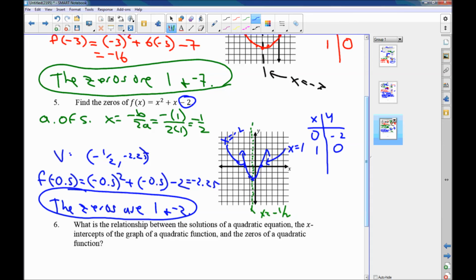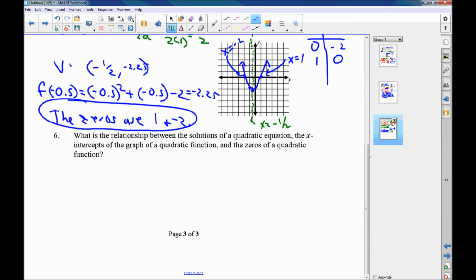Okay, our last one. What is the relationship between the solutions of a quadratic equation, the x-intercepts of the graph of the quadratic equation, and the zeros of a function? Well, this should be pretty apparent by now. They're all the same numbers, okay? So the solutions, we graphed them to find them. We found them by finding the x-intercepts. The x-intercepts, therefore, are the solutions, and the solutions are the x-intercepts. And when we found zeros, we also found out the zeros were the x-intercepts. So therefore, everything is the x-intercept, so they're all the same values.